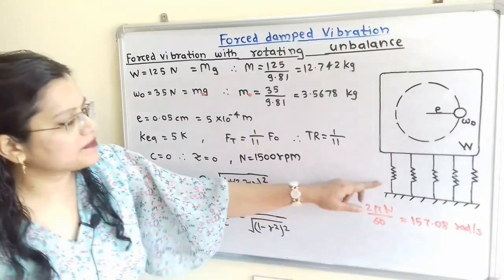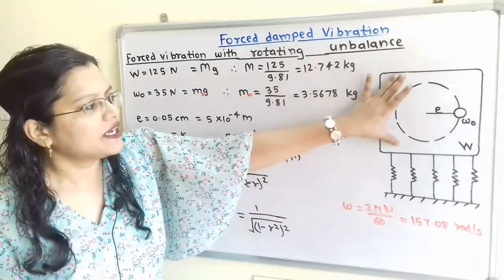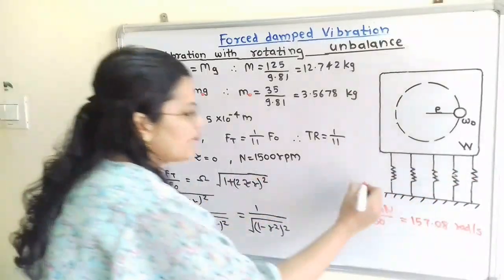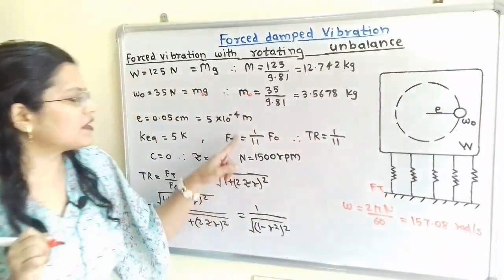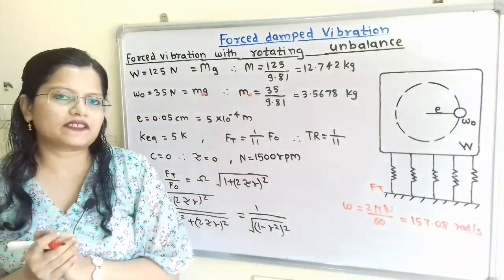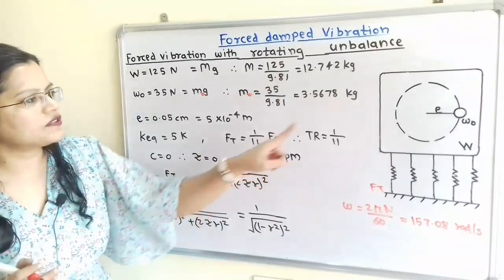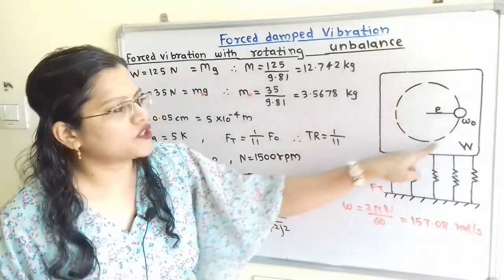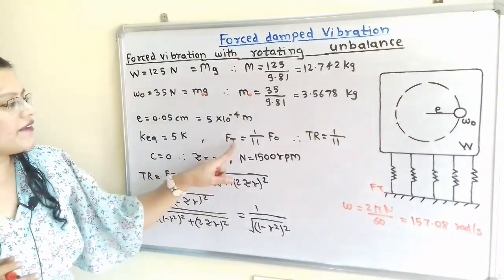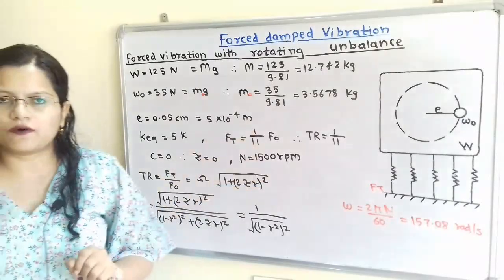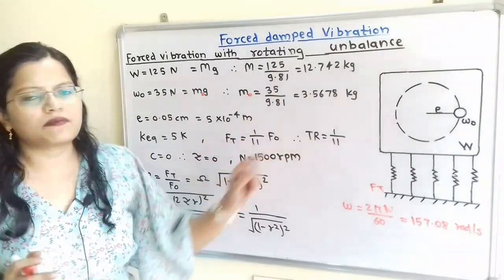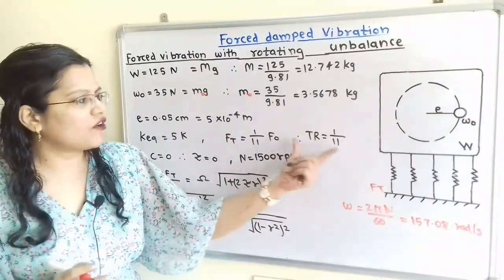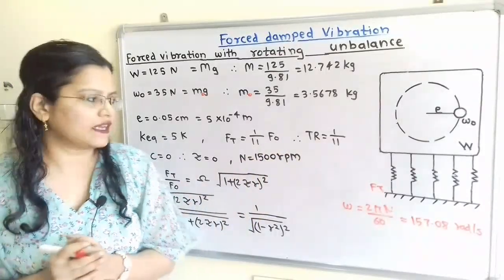Now the force transmitted to the foundation. This is the machine and here are the springs. Through the springs, the force transmitted to the foundation, that is Ft, is given as 1/11 times the impressed force. The impressed force is the harmonic excitation force because of the unbalanced rotating mass. So Ft is equal to 1/11 Fo. Now Ft by Fo is nothing but transmissibility, so Tr is equal to 1/11. So the value of Tr we have to consider here is 1/11.